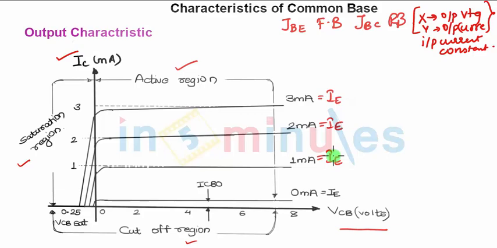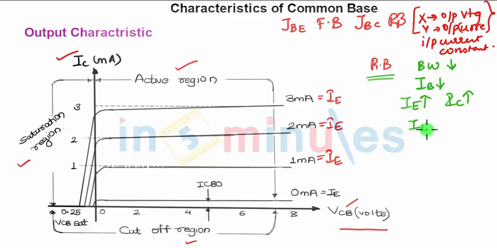What you can see from the graph is that as your VCB increases, your IC and IE have almost the same value. That is, when you increase the reverse bias voltage, what is the early effect? In the early effect, if you increase the reverse bias, base width will decrease, so the IB decreases. So IE is increasing and IC is increasing, which implies that IE is approximately equal to IC. This is proved by the graph.